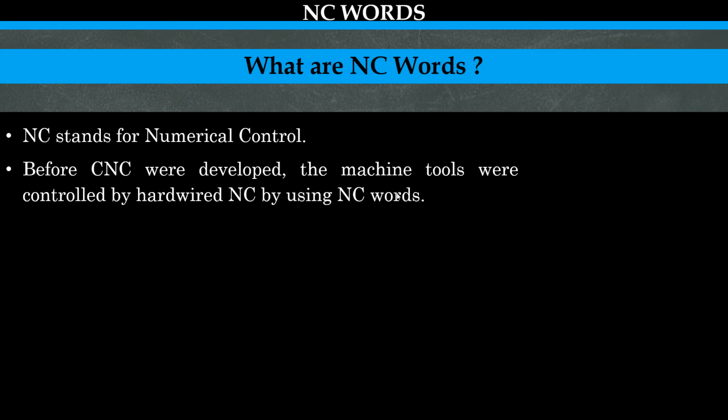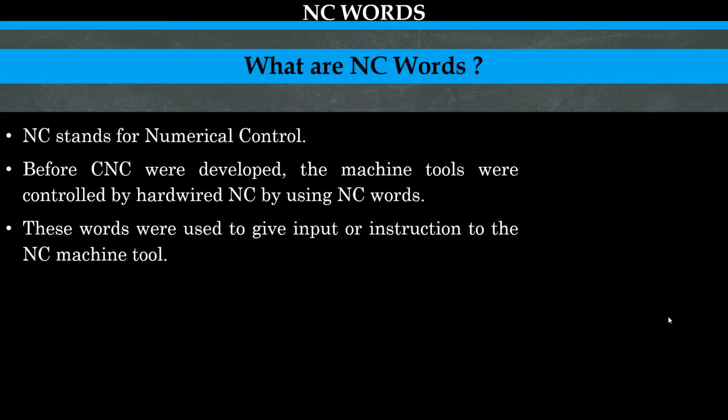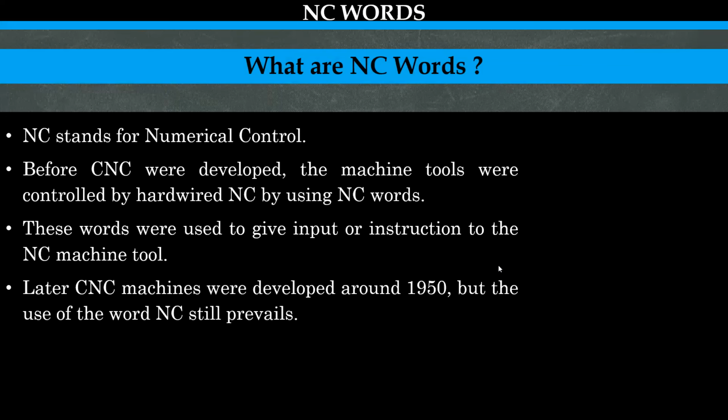So before CNC machines were developed, the machine tools were controlled by hardwired NC by using NC words. So these NC words were used to control the numerically controlled machines which were hardwired. Hardwired in the sense cables were used to connect the machines to the controller and software was not used. A typical NC machine which uses paper tape in which NC words are punched is shown in the sketch. These NC words are used to give input or instructions to the NC machine tool.